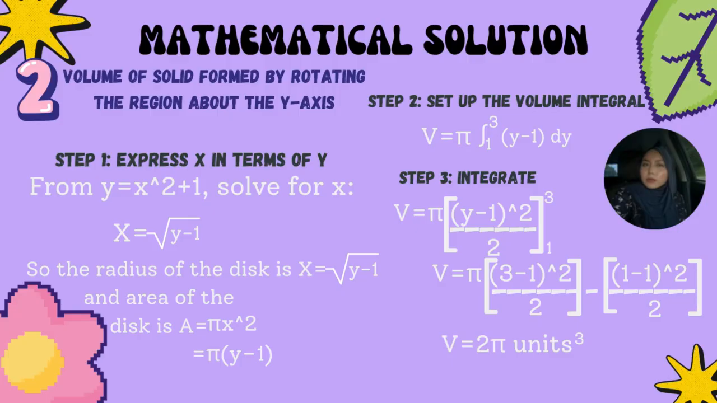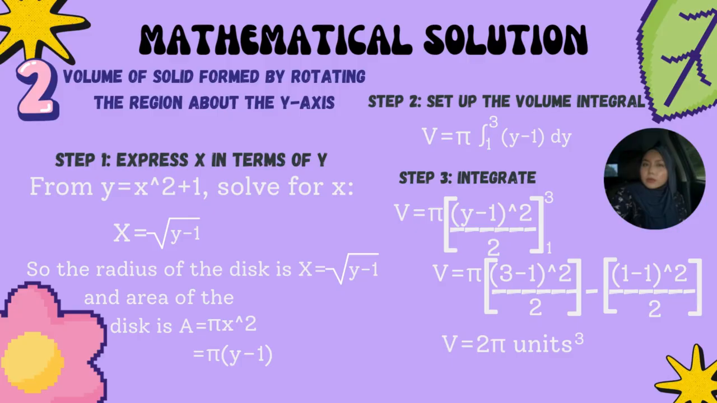For the second mathematical solution, the volume of the solid formed by rotating the region about the y-axis. Step 1, express x in terms of y. From y equals x squared plus 1, solving for x gives x equals square root of y minus 1. So the radius of the disc is x equals square root of y minus 1, and the area of the disc is A equals pi x squared, which gives pi (y minus 1).